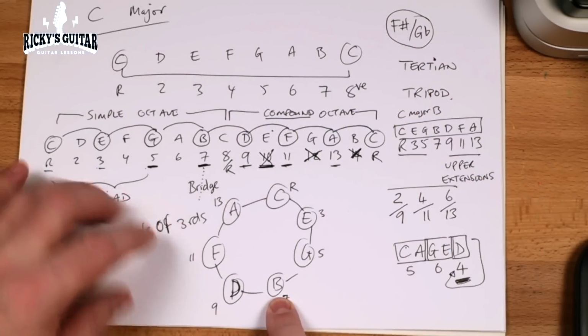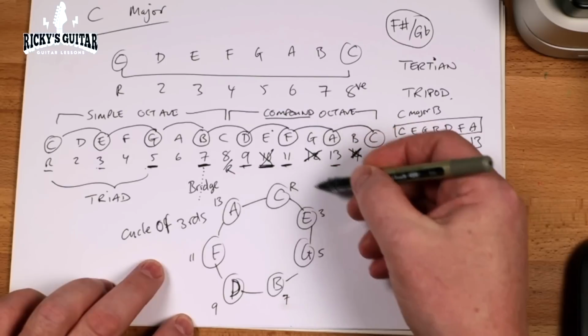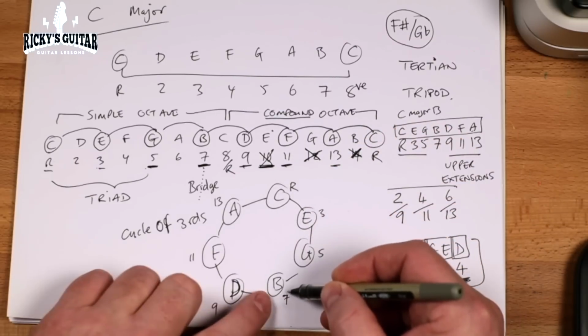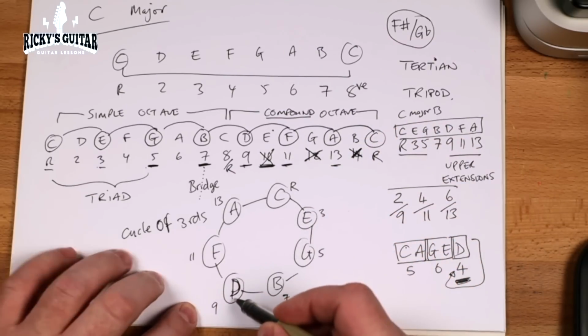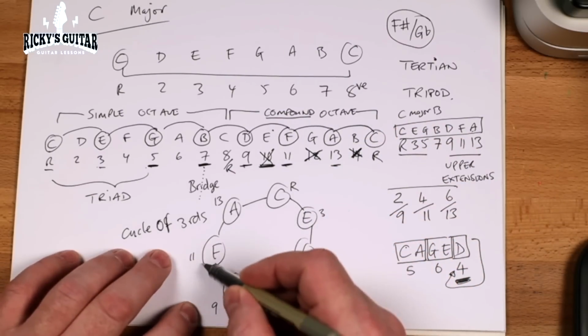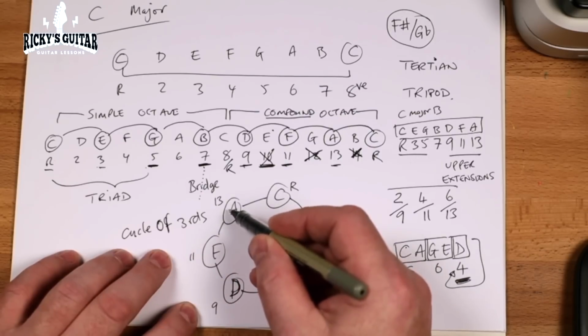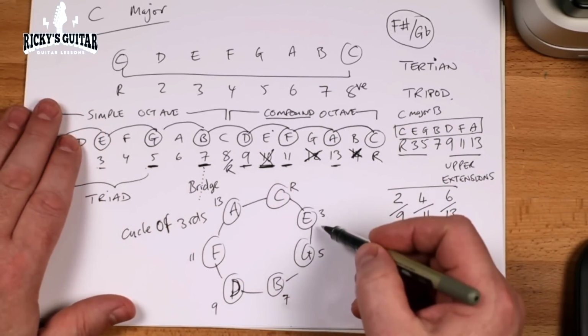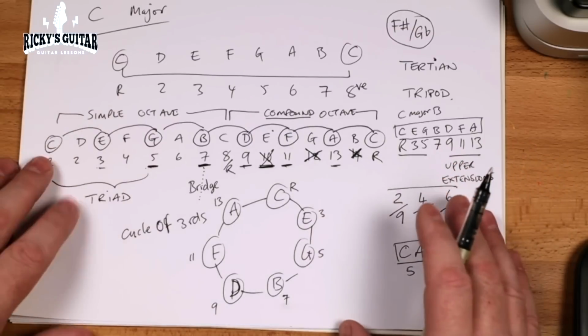If you've got the 7 that's doing its bridging job, then this is the major triad. We add this one, it becomes C major 7. We move it up here, we get C major 9, C major 11, C major 13. If we omit notes or we do something funky with the third, then the naming conventions change.